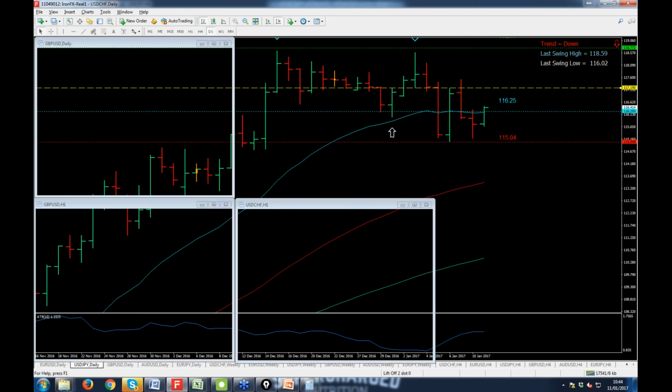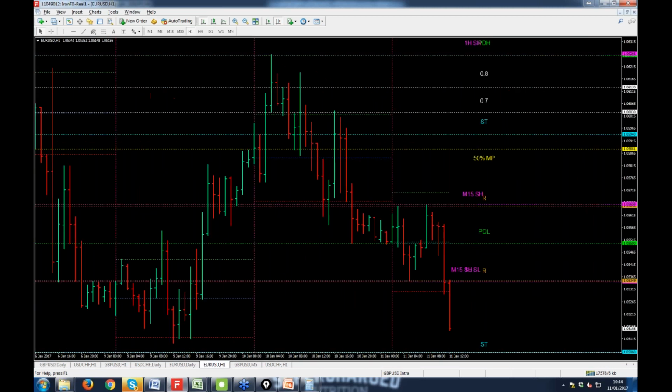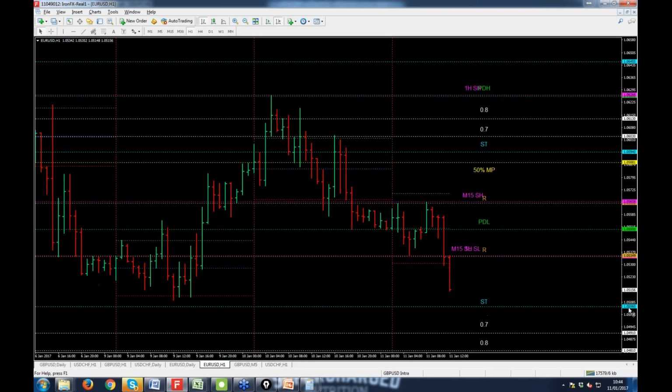I'm just going to have a look here. We're pulling open the euro dollar, which is making its way down to its target quite nicely. We're currently 35 pips away from our target on the euro dollar.